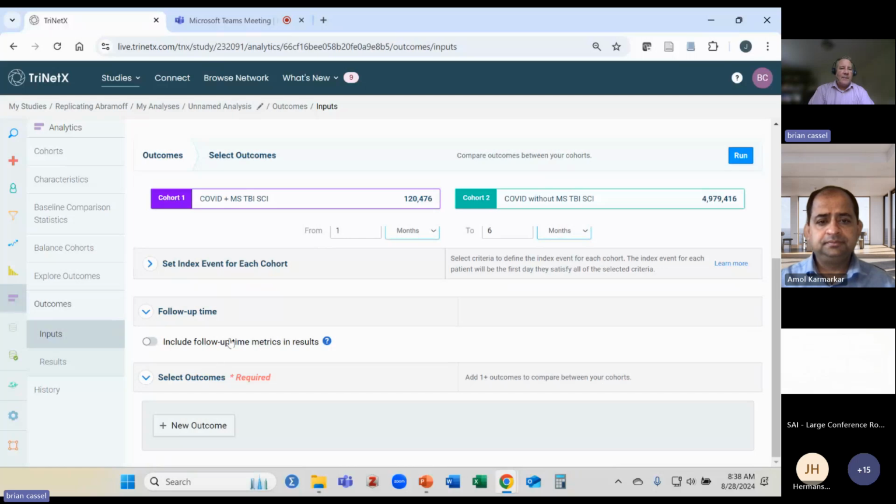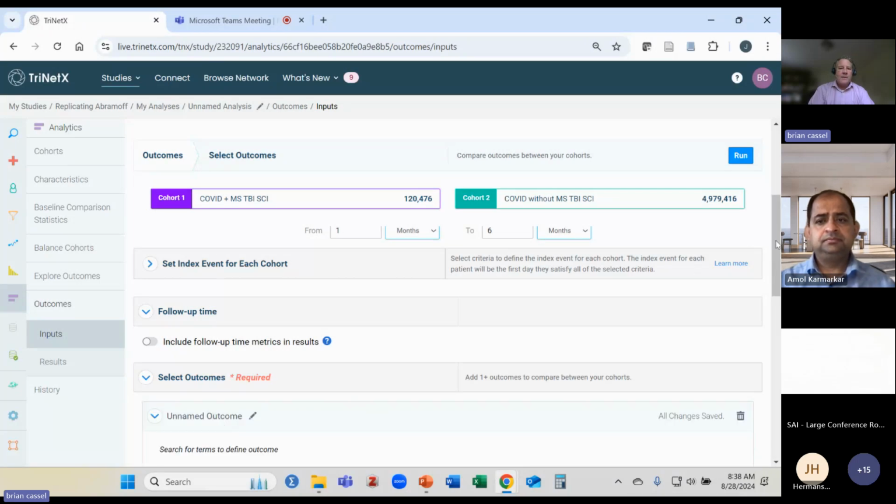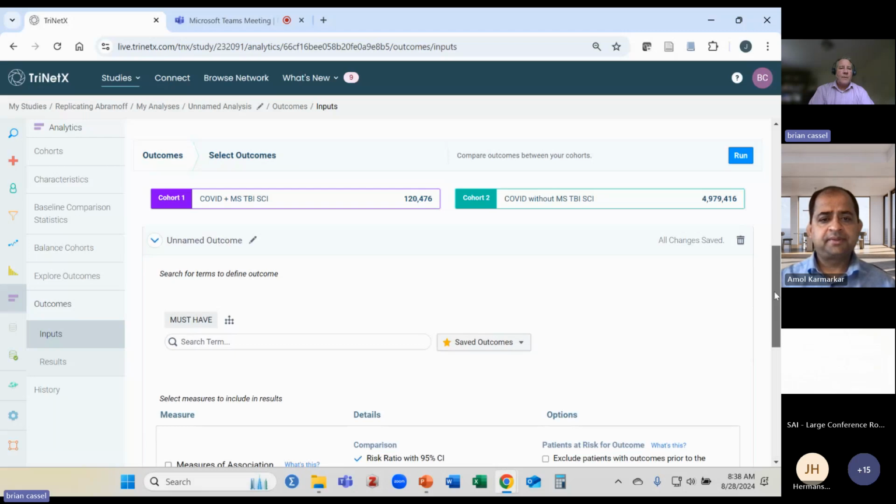I'm not going to look at follow-up time right now, but that is something they recently added. I do want to show you how to put in the outcomes. So you could do multiple outcomes. You specify them in time, and a given outcome can have multiple indicators of it. So if there were multiple ICD-10 codes for dyspnea, I could put those in here.